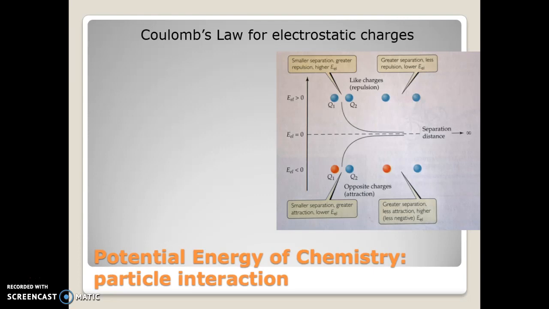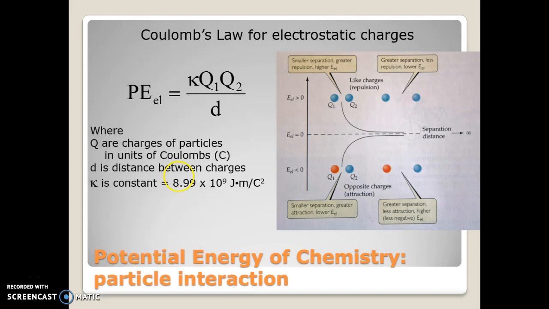If you remember, the two ideas that made a crystal lattice strong were small size and large charge. Well, here are those two ideas expressed in a mathematical equation. The potential energy of the electrostatic attraction is equal to a constant times the charge of the two particles divided by the distance, and there's our constant.